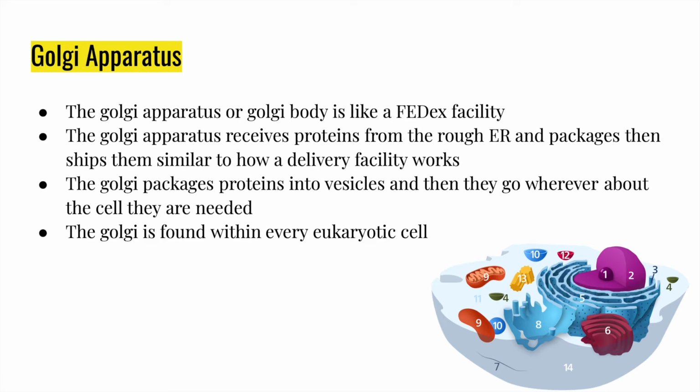The Golgi packages proteins into vesicles, and sometimes it does package them into vacuoles, but that's for more long-term storage. And it transports the vesicles, or it sends them out to wherever about the cell they need to go. The Golgi is found within every eukaryotic cell, and in this diagram it is number 6 outside of the rough ER.